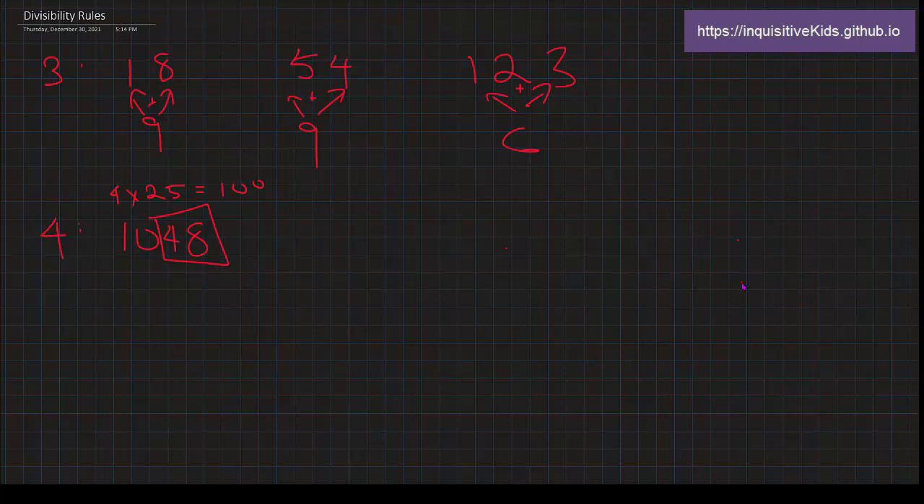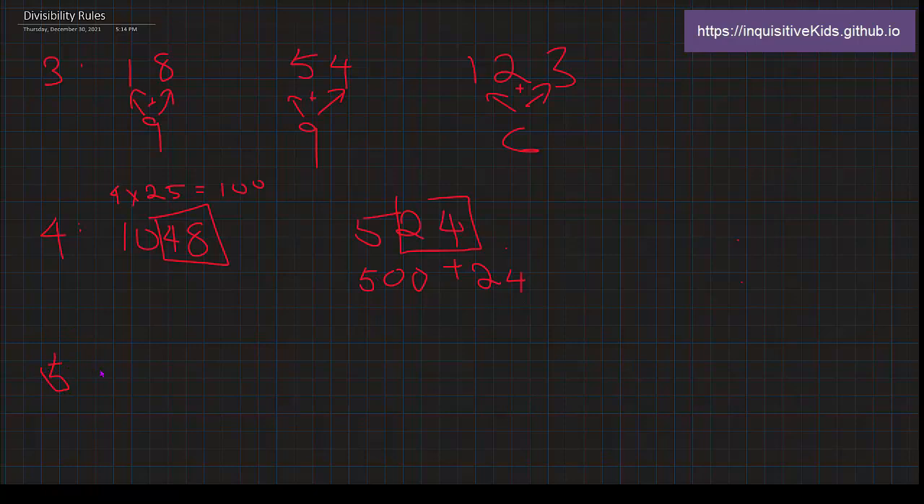Another example for 4 would be 524. I know this because 524 is equal to 500 plus 24, the last 2 digits. We know that 500 is a multiple of 100, and 100 is already a multiple of 4, so 500 is a multiple of 4, and at the same time, 24 is a multiple of 4 as well. So I hope you understand where this comes from.